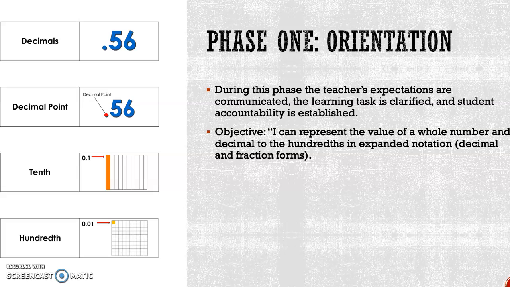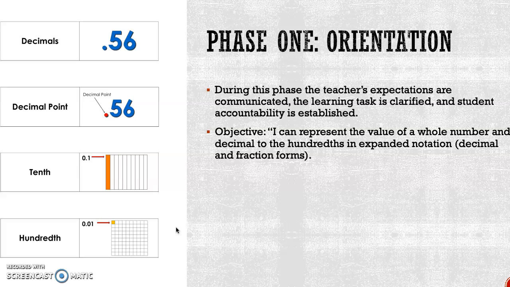which in this case is decimals, which here's an example. Here's 56 hundredths. Decimal point, which is this little red point. And the two very important vocabulary words for this unit are going to be tenth, and here is 1/10, and then hundredth, and this is 1/100.